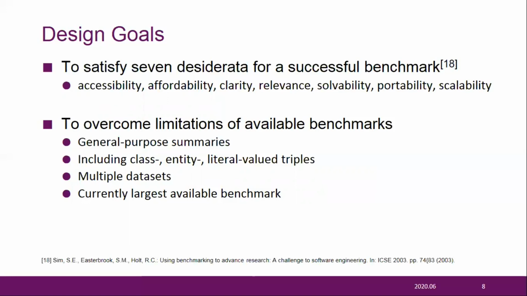First, the ground truth summaries in the benchmark are general purpose summaries. Second, to overcome the limitation of triple incomprehensiveness, the benchmark includes class-valued, entity-valued, and literal-valued triples. Third, it contains entities from multiple datasets. It is currently the largest available benchmark for entity summarization.